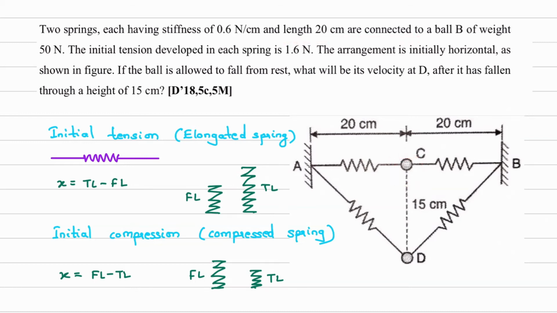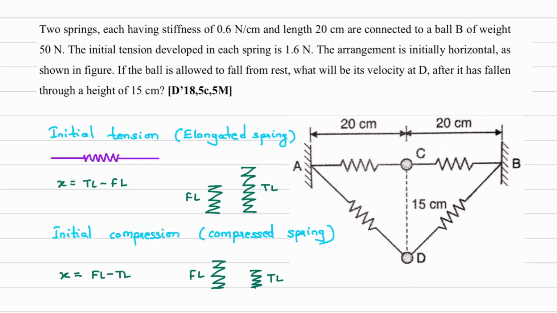This is a ball of weight 50 Newton. So this is a ball, weight is 50 Newton. Here ball B is not there. This B is not there in the question. So here this is the ball whose weight is 50 Newton. The initial tension developed in each spring is 1.6 Newton. Very important data. Understand this data.